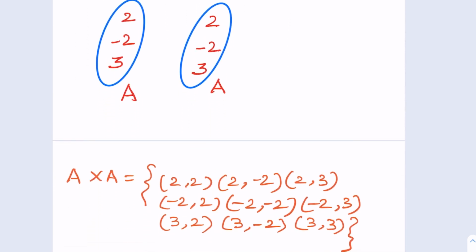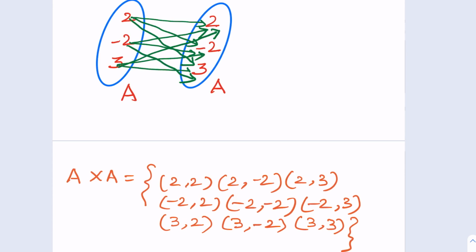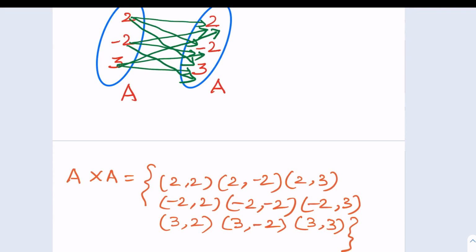Now let us picturize A as a set with the elements 2, minus 2 and 3, and again a set A with the elements 2, minus 2 and 3. Now we arrive at 9 ordered pairs (2, 2), (2, minus 2), (2, 3), (minus 2, 2), (minus 2, minus 2), (minus 2, 3), (3, 2), (3, minus 2) and (3, 3). So the set of all these ordered pairs is A cross A.